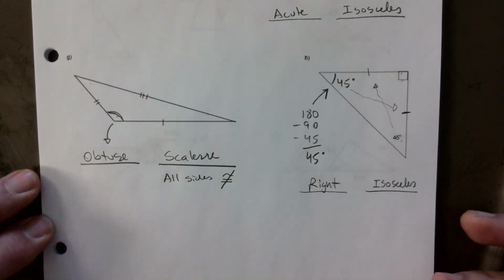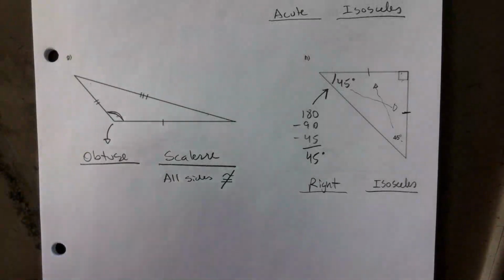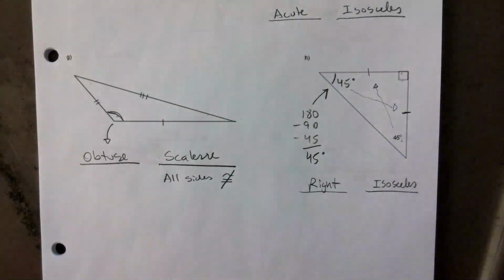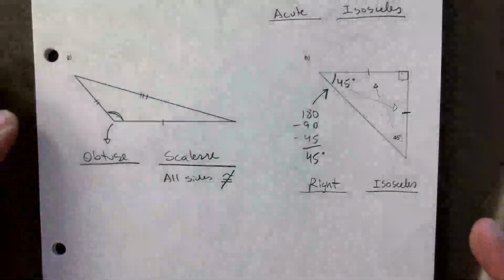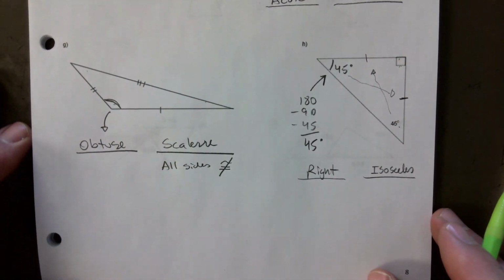Think about it. It cannot be scalene because if two angles are the same, it tells you two sides are the same. Even if you didn't put the markings on there, you should have been able to come up with that. Okay?